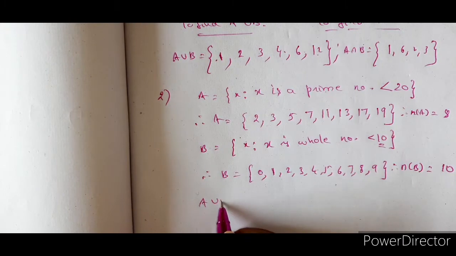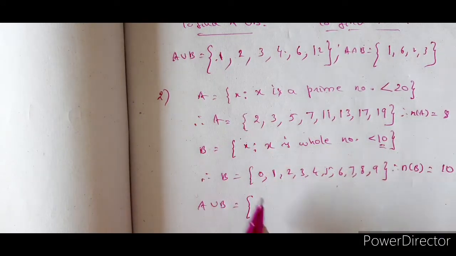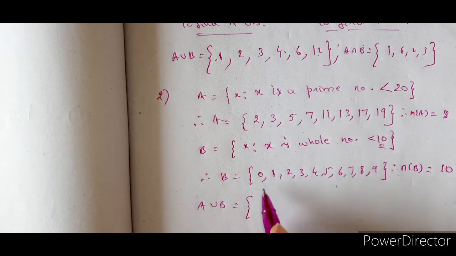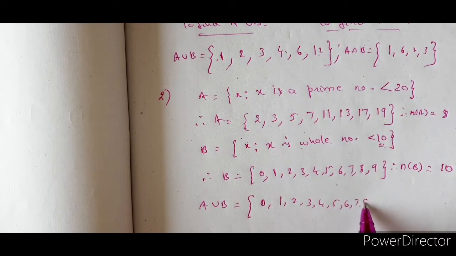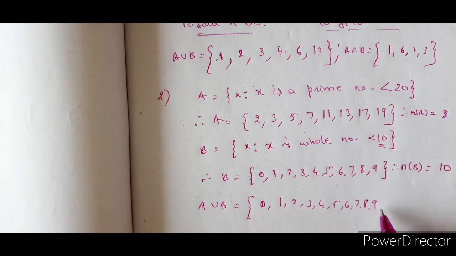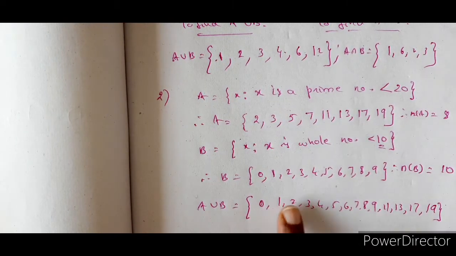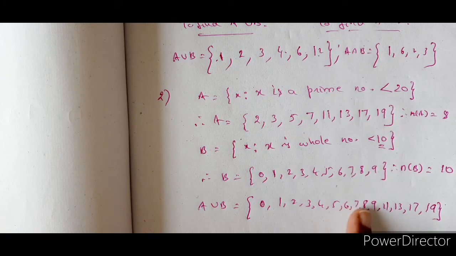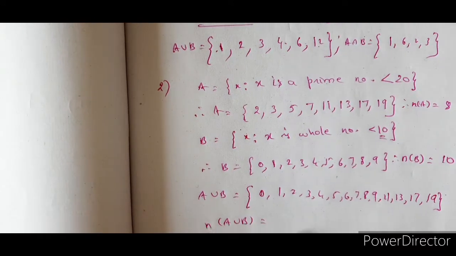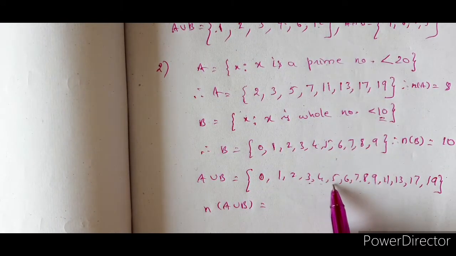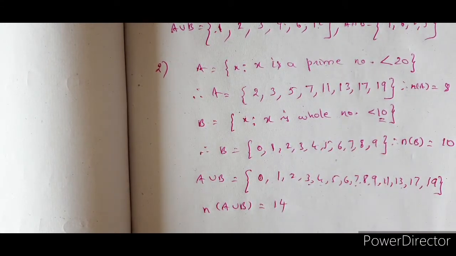Now, A union B is equal to, you should not repeat the elements, but all the elements which belong to both should be written in union. So, 0, 1, 2, 3, 4, 5, 6, 7, 8, 9. Anyhow, that will continue in whole numbers. Then after that, 11, 13, 17, 19. So, 1, 2, 3, 4, 5, 6, 7, 8, 9, 10, 11, 12, 13, 14. So, order of A union B is equal to, how much did we get now? 4 plus 4, 8, 8 plus 4, 12, 12 plus 2, 14. Order of A union B is 14.